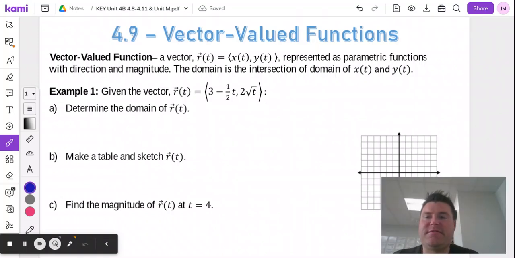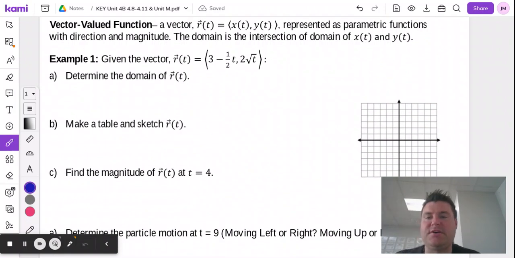We are on section 4.9, vector valued functions, which is really just combining vectors and parametrics together. As you can read there for a definition, a vector valued function is a vector, usually represented by vector r, which are just variable components, really, because we're using parametric equations.